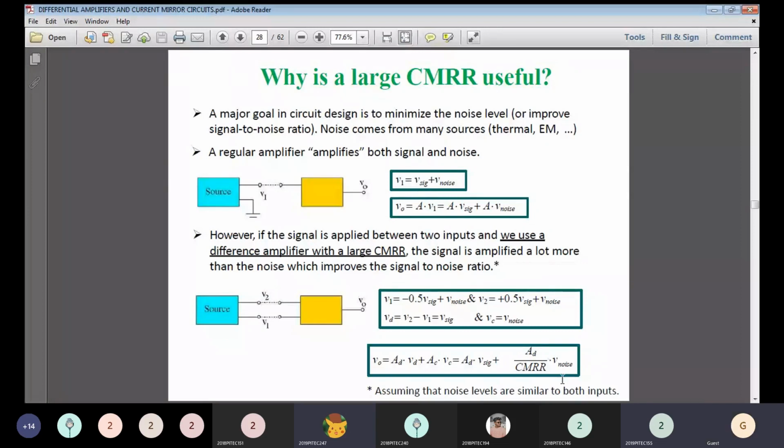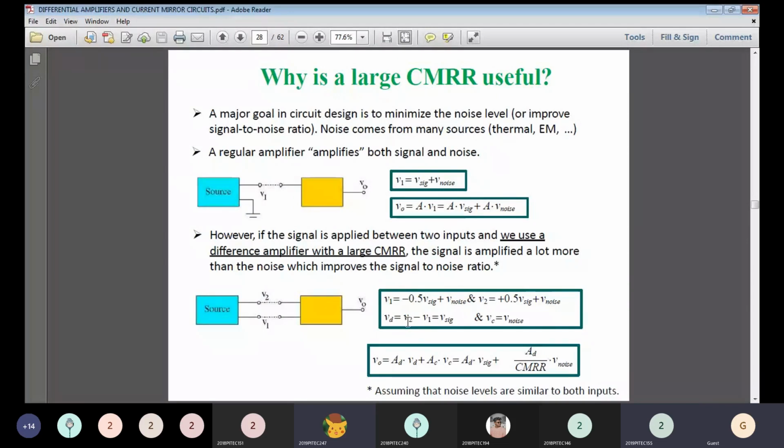Here, we are giving two voltages, V1 and V2. Both have the same magnitude but opposite sign. We provide 0.5 and 0.5, but in polarity they differ. So V1 is equal to 0.5 V signal plus V noise, and V2 is equal to minus 0.5 V signal plus V noise. So what is the value of VD totally? V2 minus V1, operating in a differential mode.